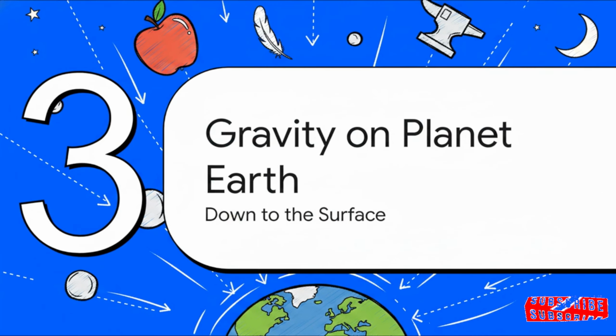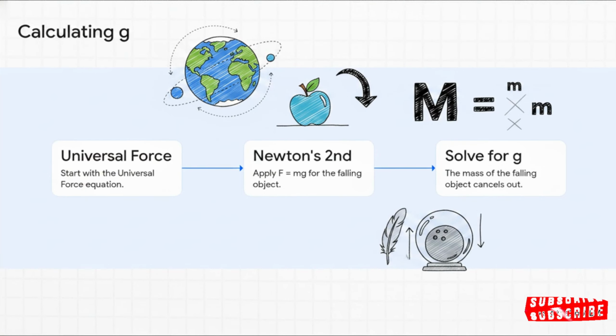Let's shift to Section 3, gravity on planet Earth, bringing it back down to the surface. Let's zoom back in from the vast cosmos straight down to Earth and see how these universal laws apply to everyday falling objects. Imagine I'm writing this out on a chalkboard for you. How do we mathematically find g, our local acceleration, when we drop something?